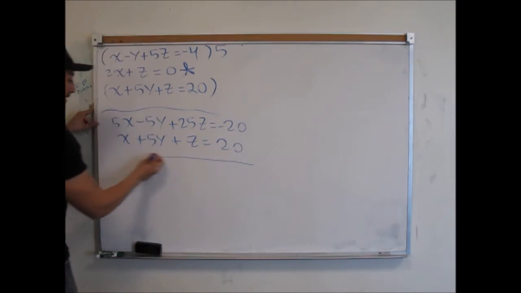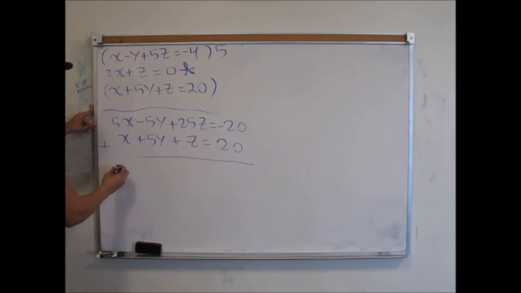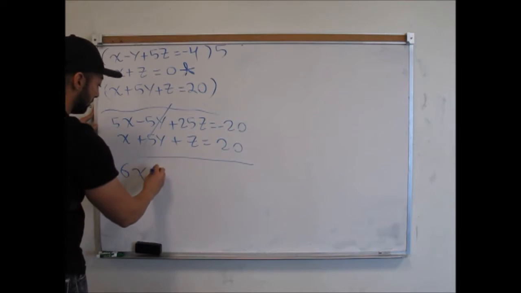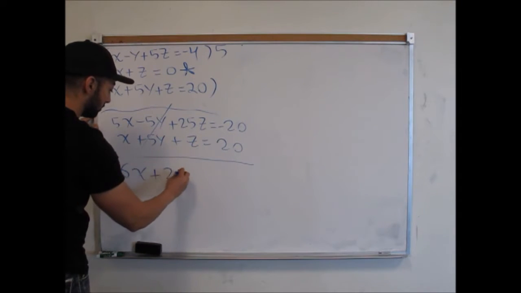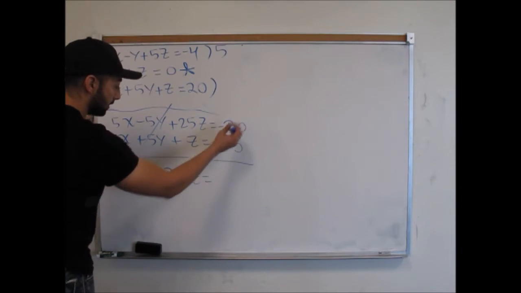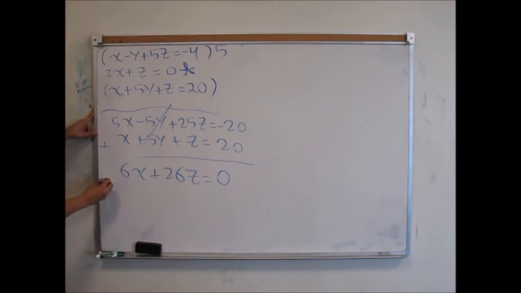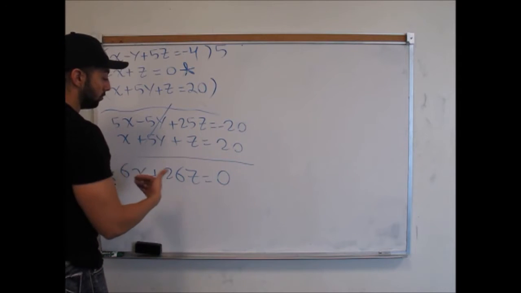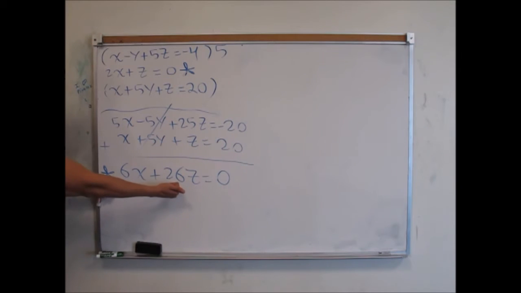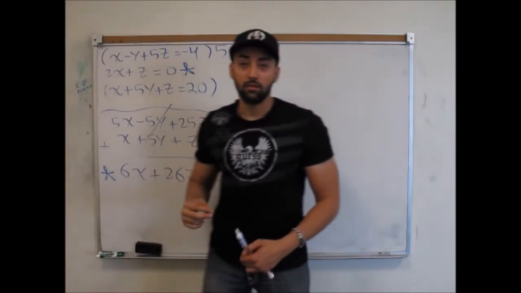Okay, now what I'm doing is adding these two equations. So 5x plus x, that's 6x. Notice the y's cancel. And then 25z plus z is 26z. And then I get a 0 here. And then I'm going to put a star by this equation because that was my ultimate goal, to end up with this equation so I could work with it along with this odd equation that I noticed in the beginning that was missing a variable.